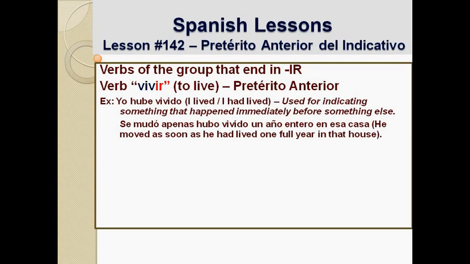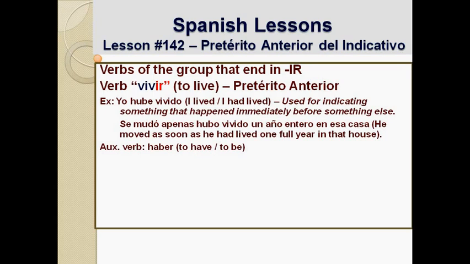But remember that in nowadays conversation and even writing, we usually replace the pretérito anterior with either simple past or pretérito pluscuamperfecto. Okay, pretérito anterior would be perfectly correct, but perhaps it is too academic, and that's why today it's mainly used for poetry and some legal texts.